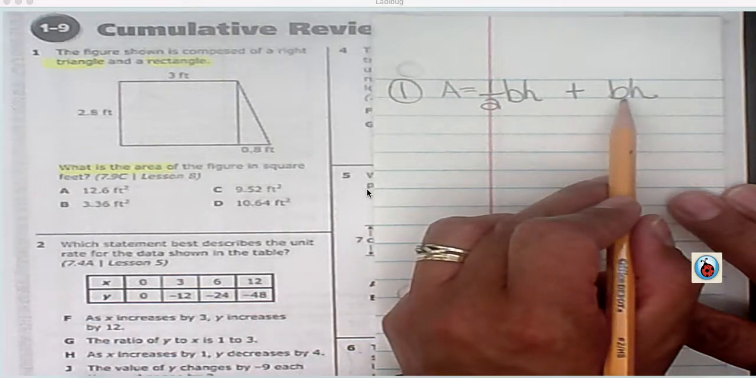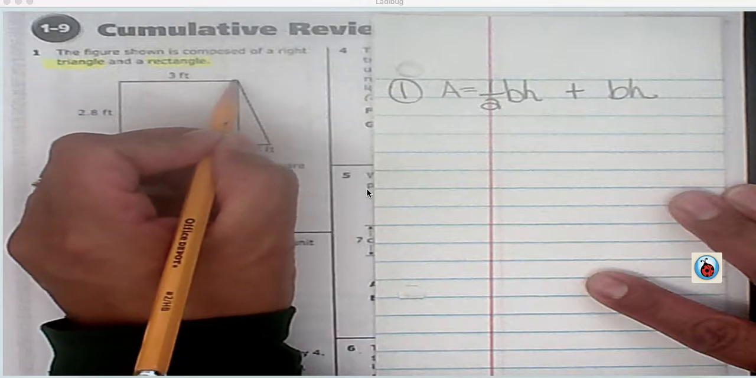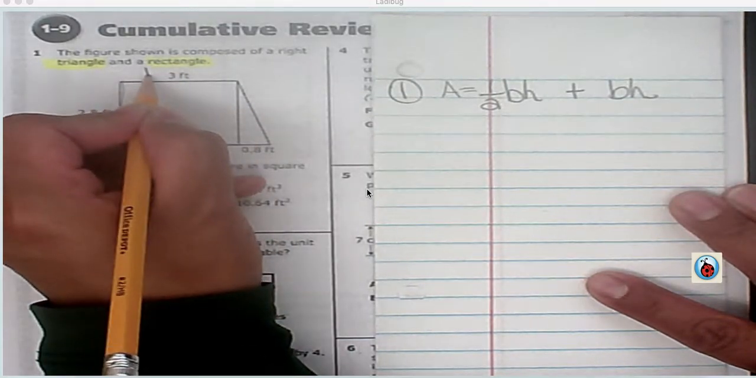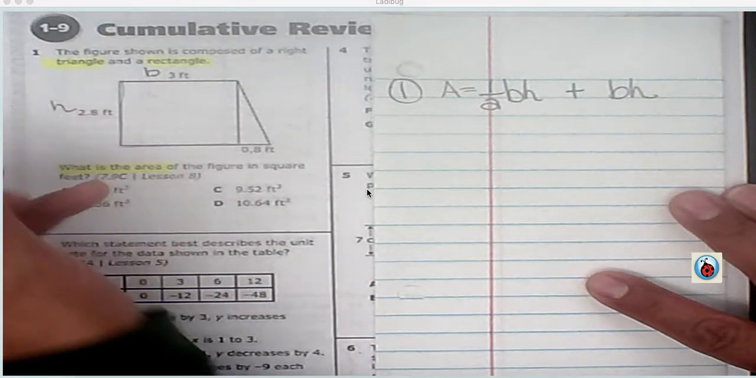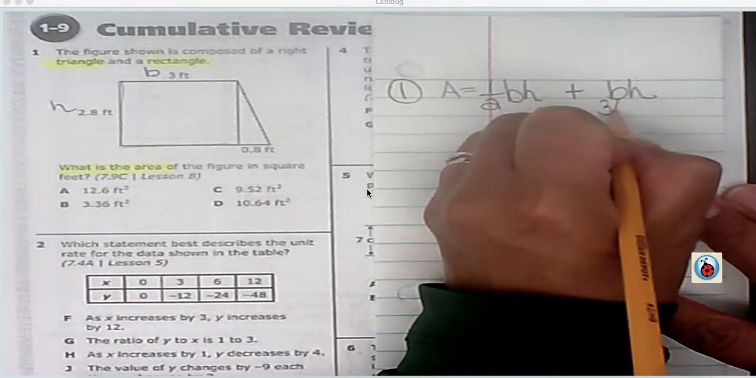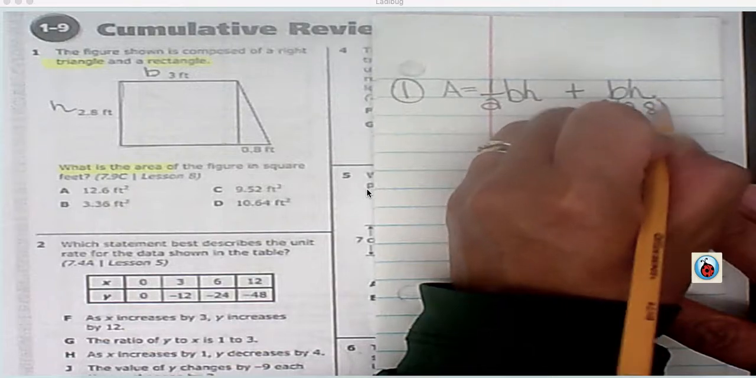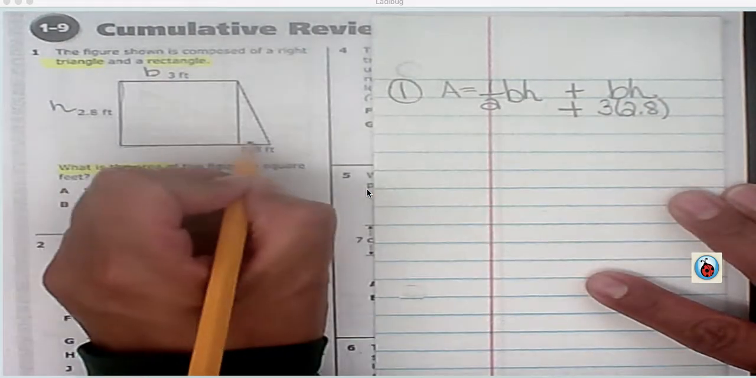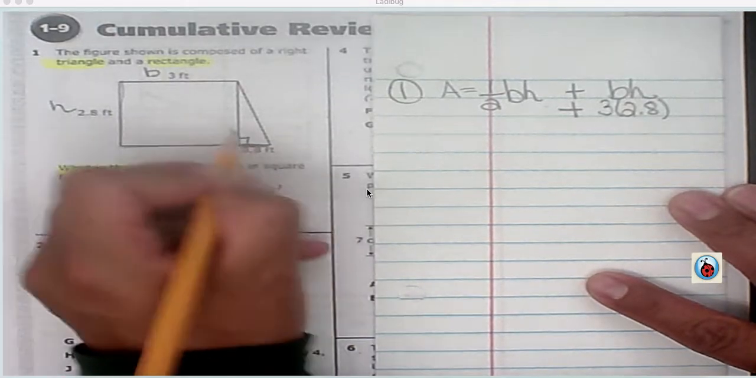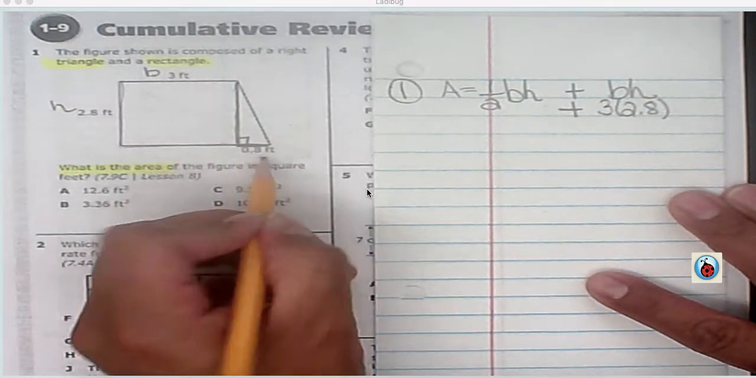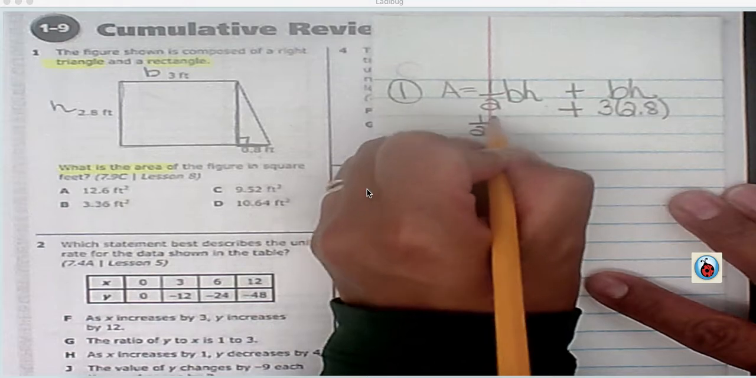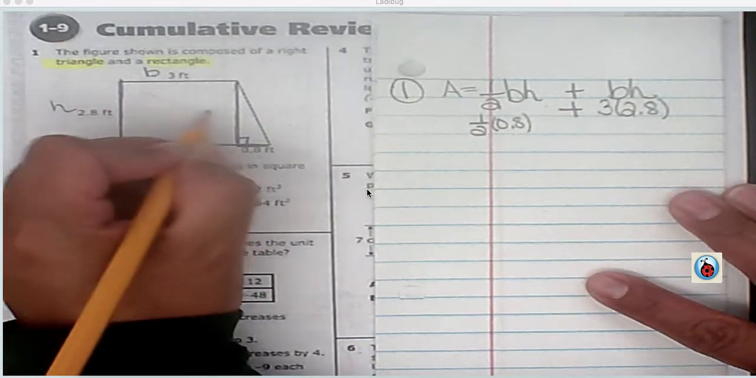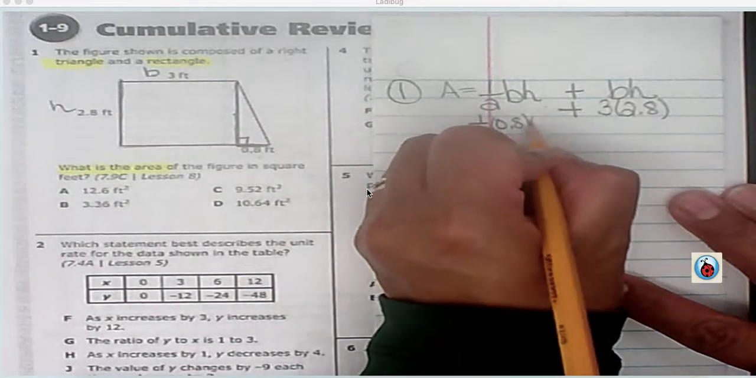For the rectangle base, I'm going to look at this 3 by 2.8. So this could be your base and this could be your height. So I'm going to go ahead and plug in 3 times 2.8. Then on the triangle, we need a base and a height of the triangle. Well, the height of the triangle and the base make that 90-degree angle. So the 0.8 has to be the base. And the height then is this 2.8 because it's opposite here and they measure the same.